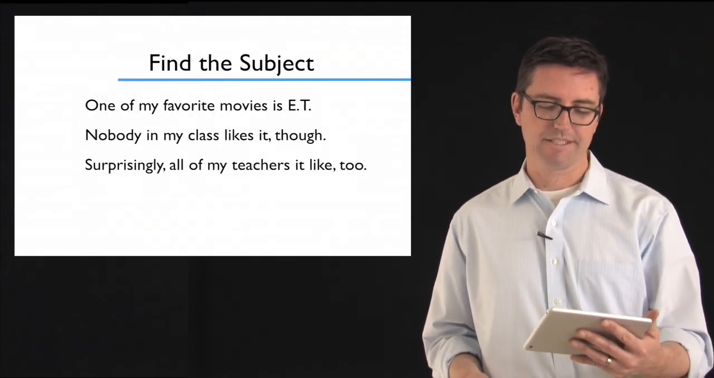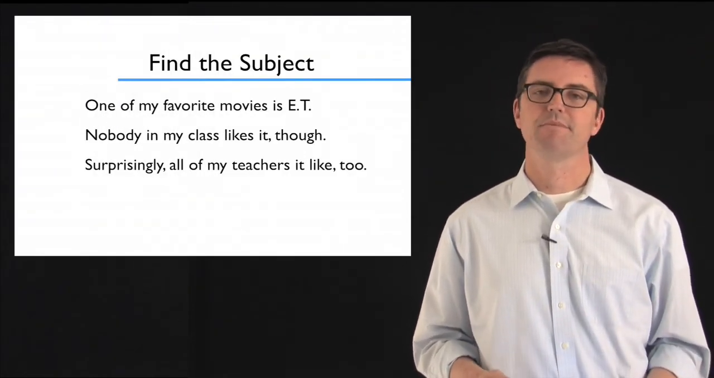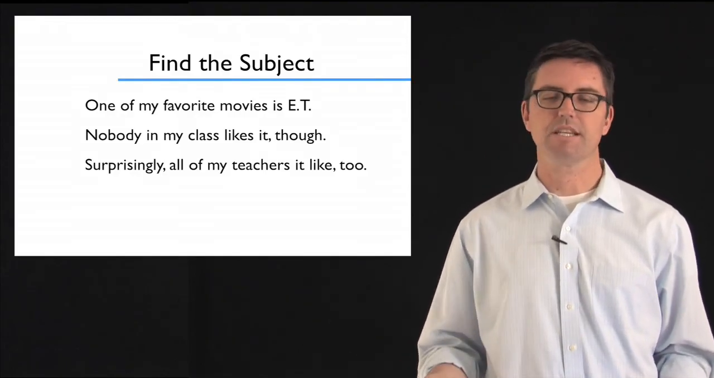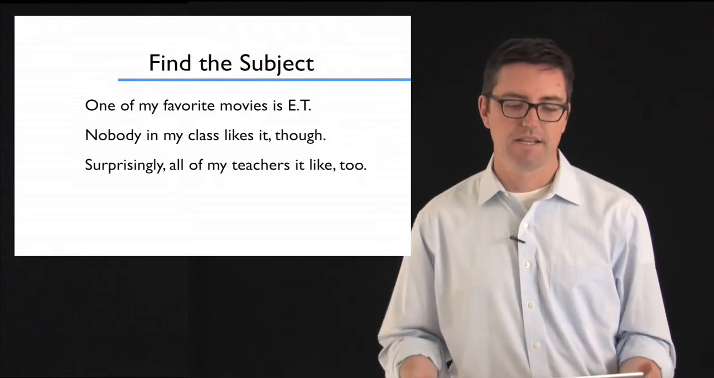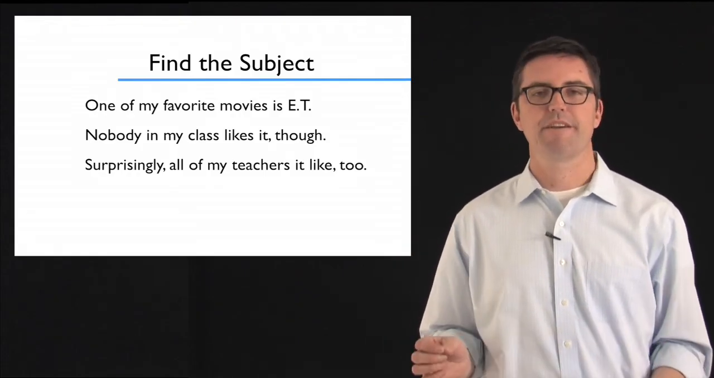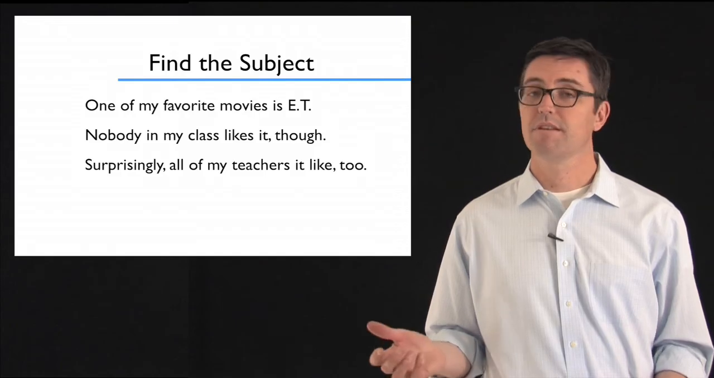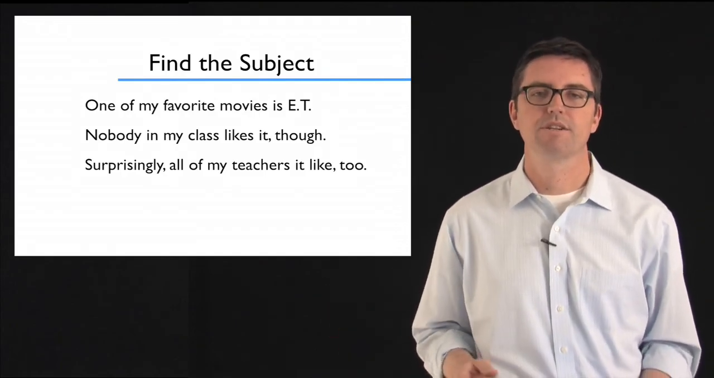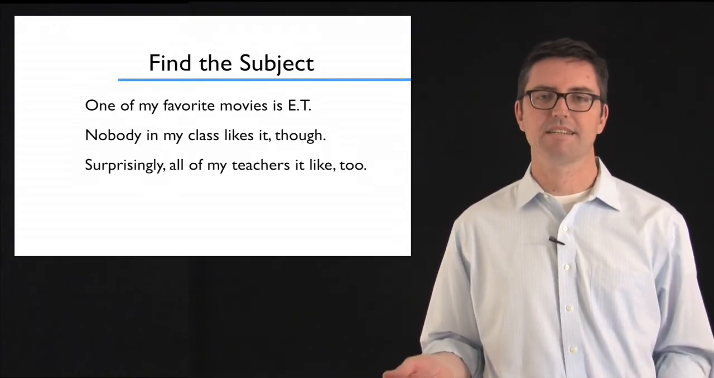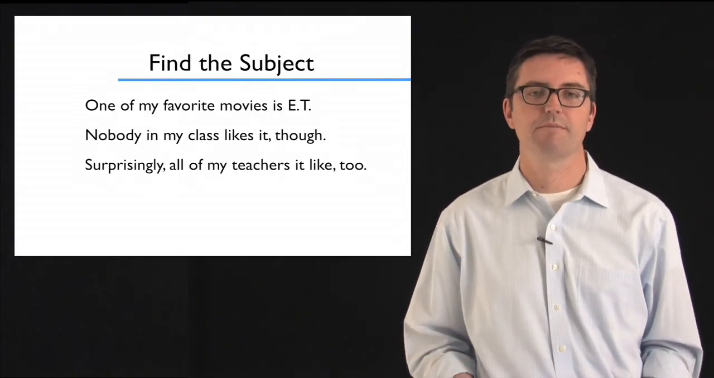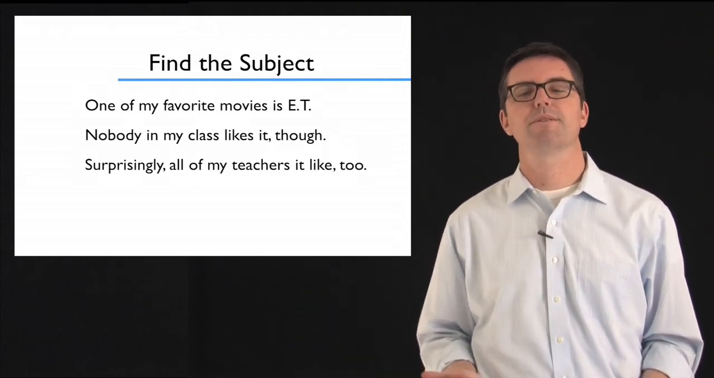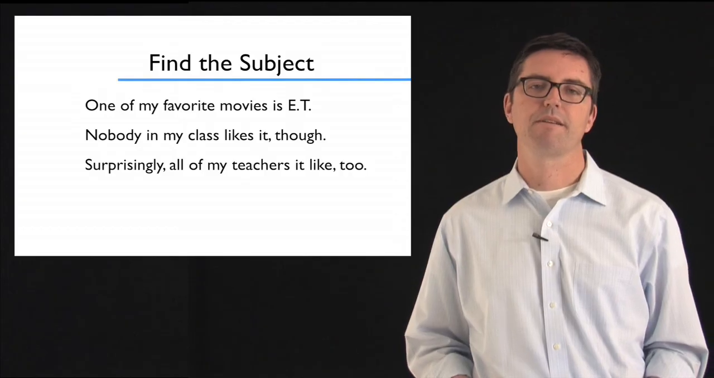So, one of my favorite movies is E.T. Well, movies looks like a really tempting subject. Movies equals E.T. But the hard part is, of my favorite movies is a prepositional phrase. Well, if you block that out, either cross it out or maybe put parentheses around it, you're left with one is E.T. Well, now it's obvious what the subject is, one. That's why it's so important to simplify those sentences, get those prepositional phrases out of the way.